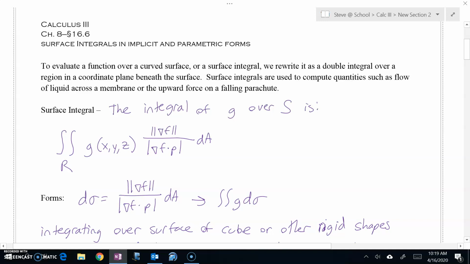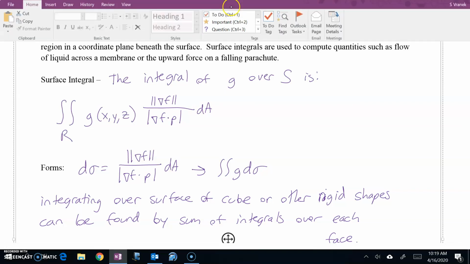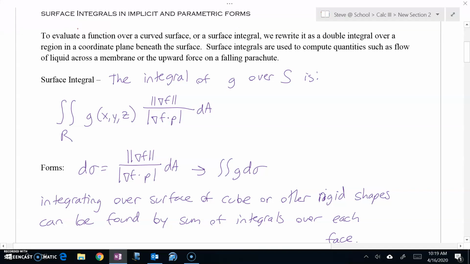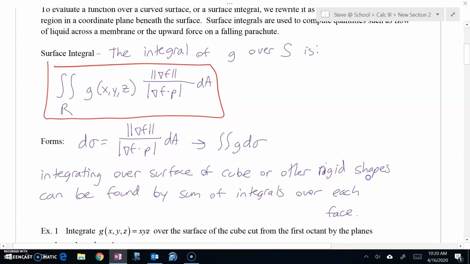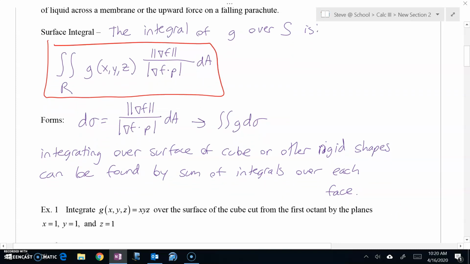So basically, it's the same formula that we did in the last video when we did implicit, except now there's a new function here. We're just calling this function g of x, y, z. So here's our formula. Again, pause the screen if you need to write. The form is d sigma can be represented as all of this, so it's basically g d sigma. Integrating over the surface of a cube or other rigid shapes can be found by the sum of the integrals over each face. So let's look at a problem with that.